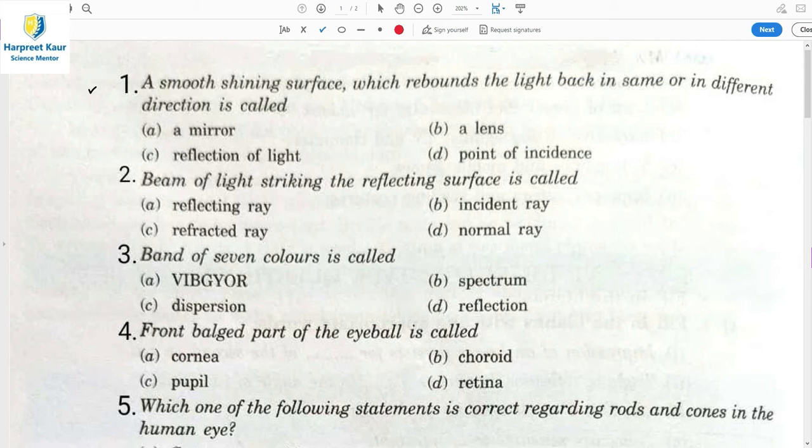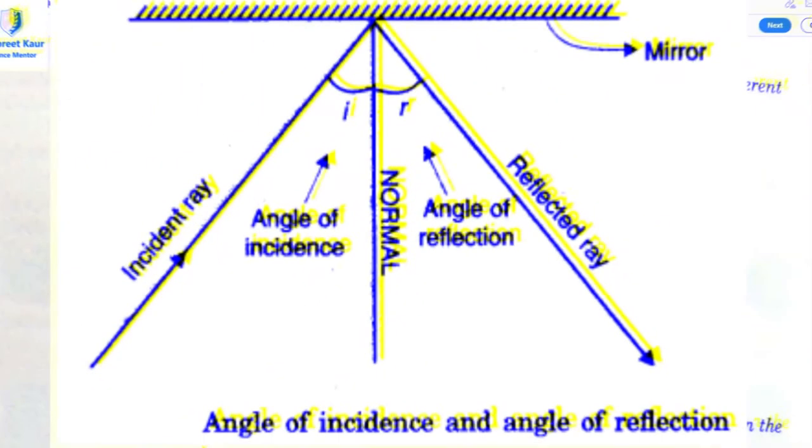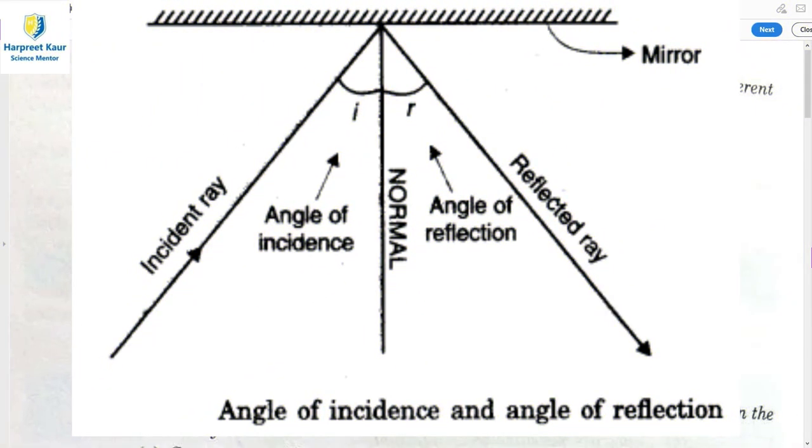So what is light, or we can say what makes thing visible? So light is a form of energy which makes thing visible. When light from an object reflects and enters our eyes, then we see that object.